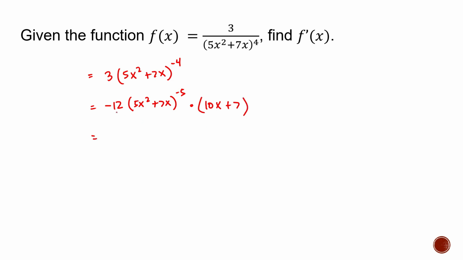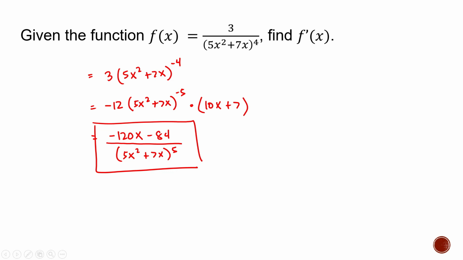Then let's just multiply. Negative 12 times 10x is negative 120x. Negative 12 times 7 is negative 84. Don't forget the brackets. We want the exponent to be positive, so let's put that back in the denominator: (5x squared plus 7x) raised to positive 5.